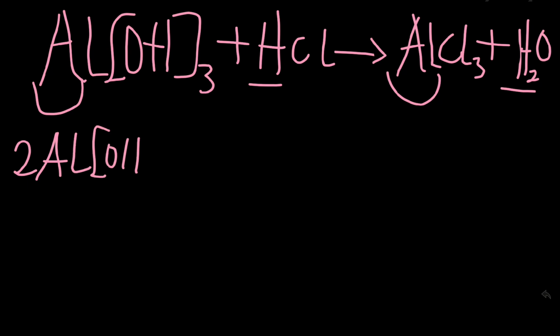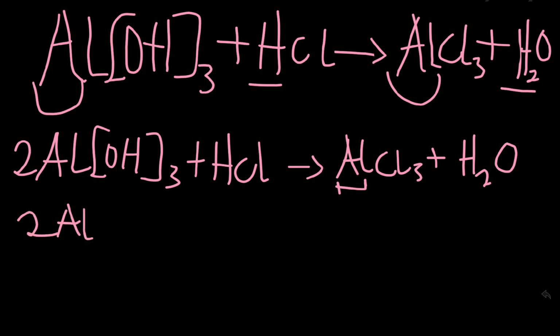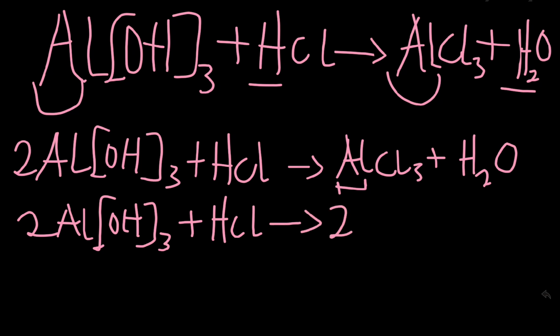So Al(OH)3 plus HCl, and we are having AlCl3 plus H2O. Let me see how the 2 would affect everything. So our aluminium now, we have 2 on the left hand side, but on the right hand side now it's no longer balanced. So I'm going to introduce 2. So an element of 2: 2Al(OH)3 plus HCl would give us 2AlCl3 plus H2O.